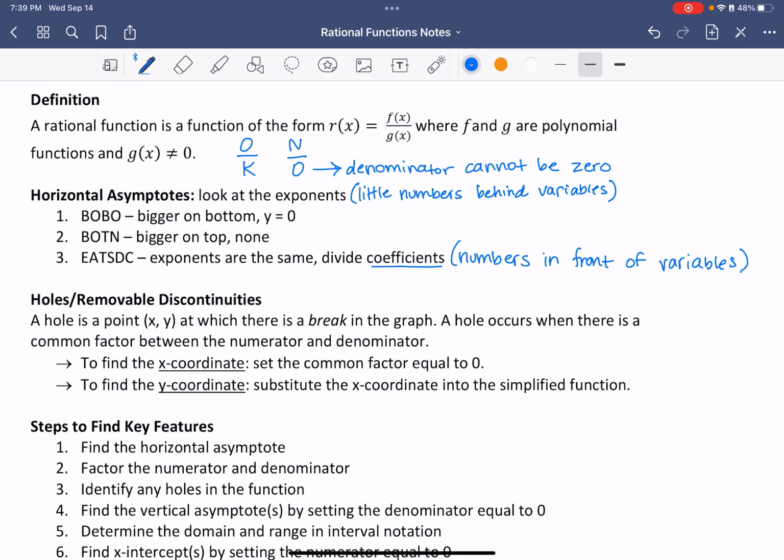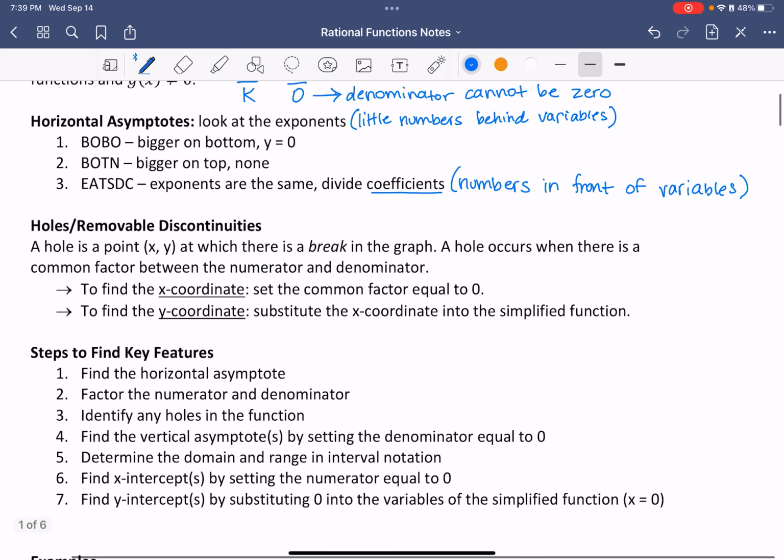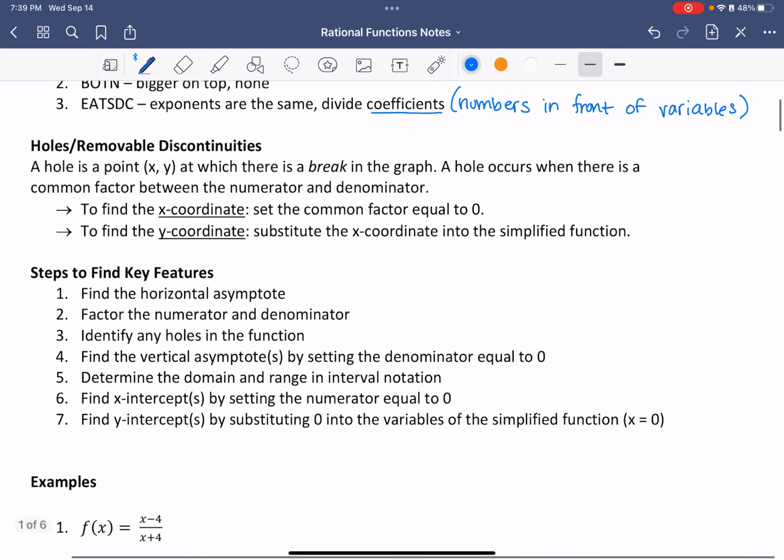Okay, another type of feature are holes. Another word for holes is removable discontinuities. Those 2 words mean exactly the same thing. And all a hole is a break in the graph. And that occurs when there's a common factor between the numerator and the denominator that eventually cancel out. So to find the x-coordinate, whatever you cancel out, that common factor, you're going to set it equal to 0 and solve for x. To find the y-coordinate, whatever you get for the x-coordinate, you're going to plug it in to the simplified function and simplify.